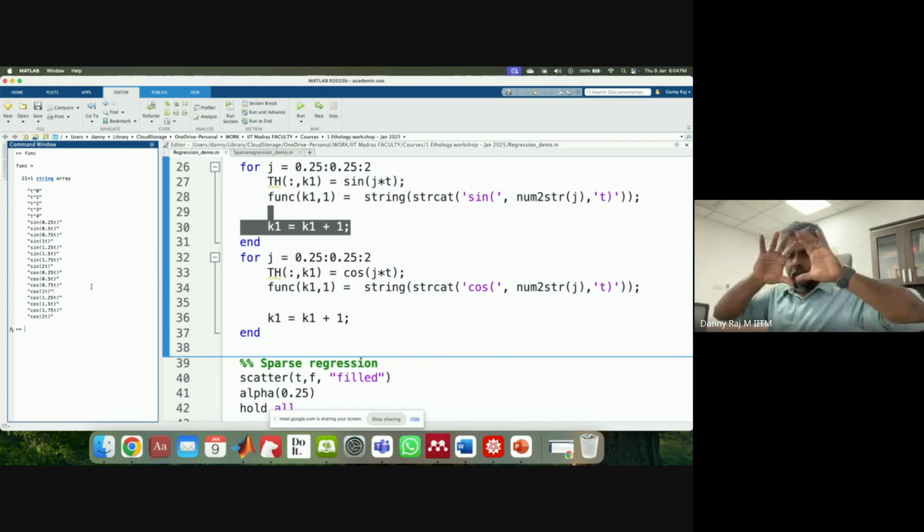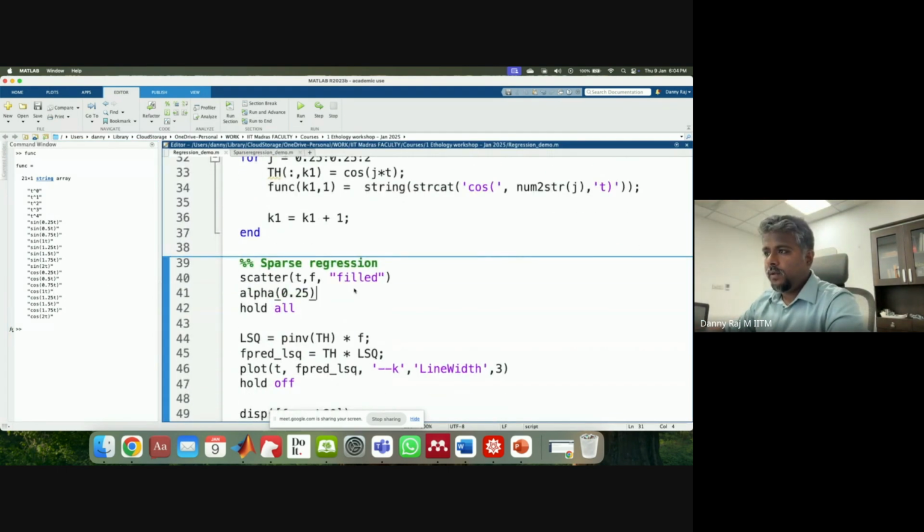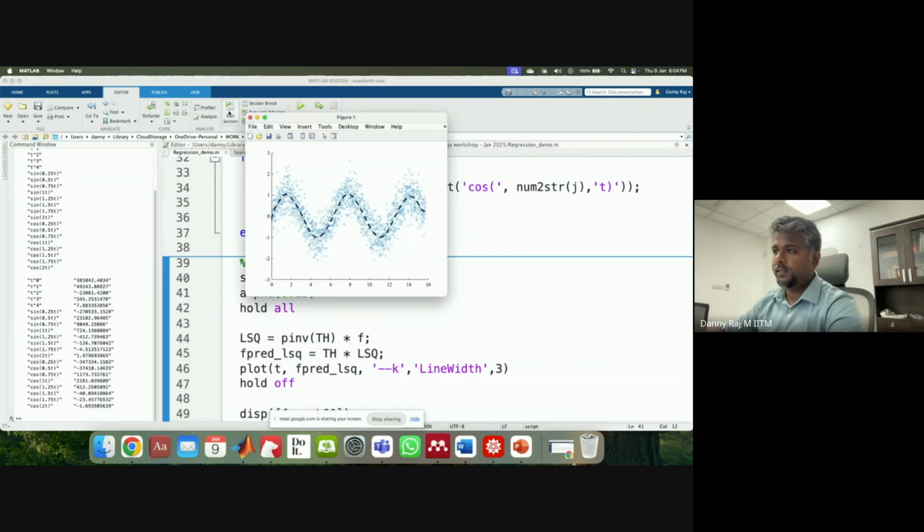So you remember the big matrix, right? Where there's one column for t to the power 0. There's one column for t to the power 1, up to cos 2t. There's a column for each one of these things, because now I have said these are the functions. So they are there. Now what do I do? I do regression. So it's not sparse regression, normal regression. So let's do regression. And you get an excellent fit.